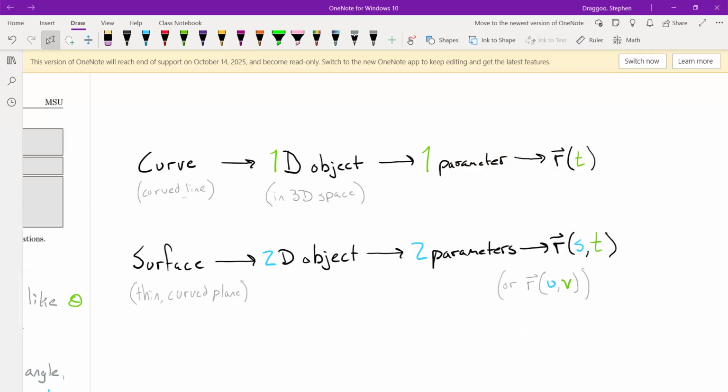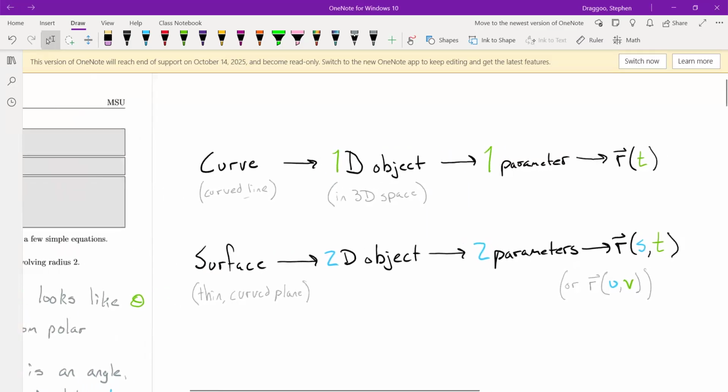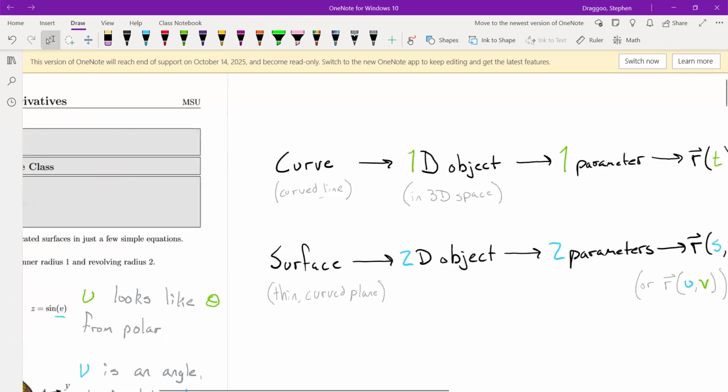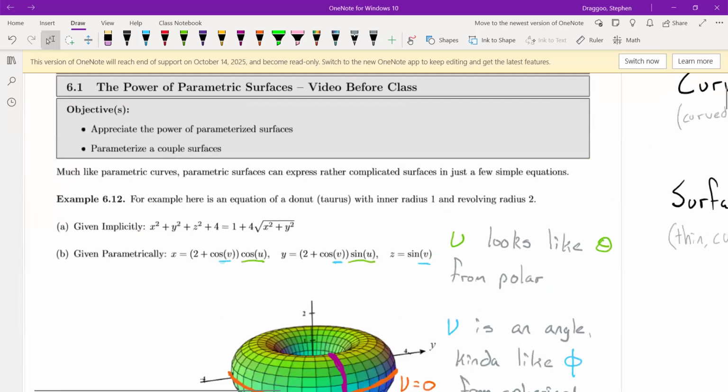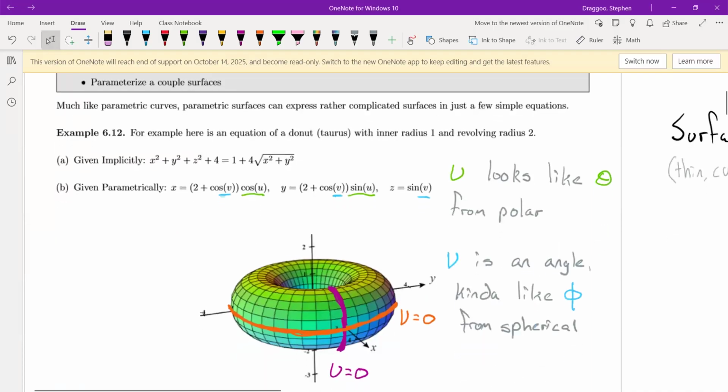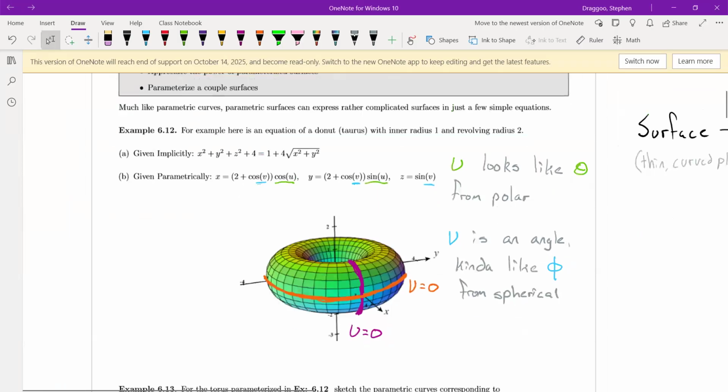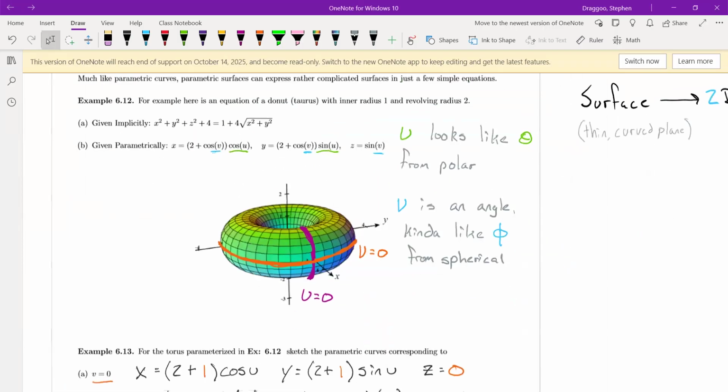I really should be doing this in front of people. Oh well. So we might use S and T, we might use U and V. Both will work for our parameters. We might even use R and theta because those are perfectly valid parameters as well. But I digress. Let's look at the first couple of examples from the pre-class video.